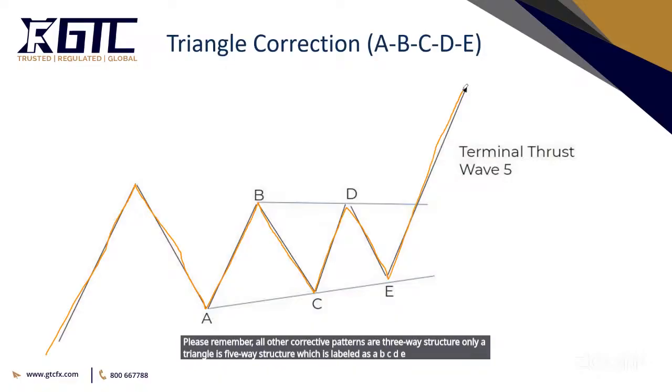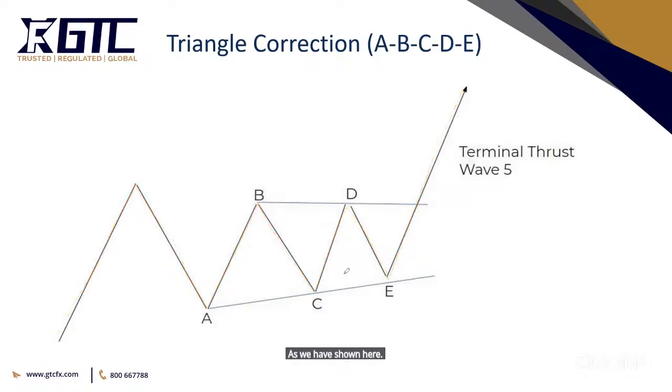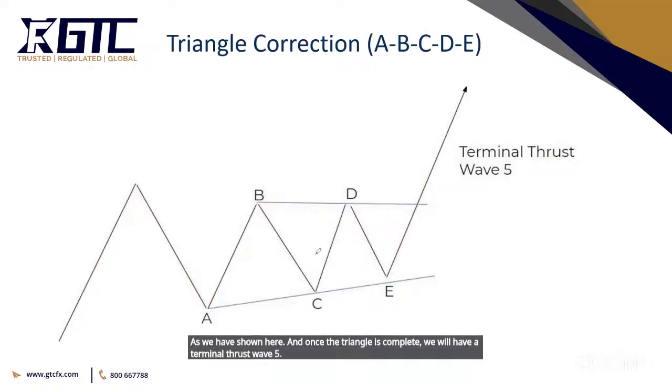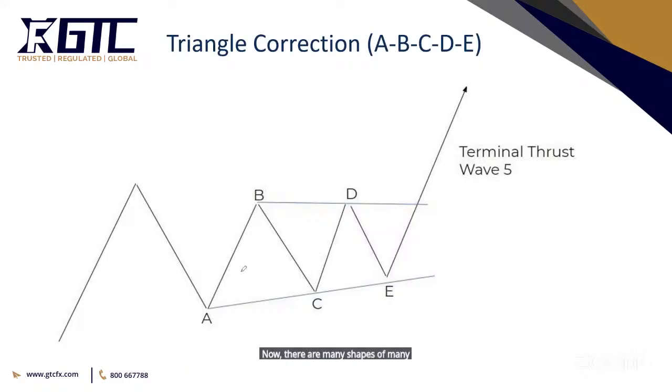It's not labeled as 1, 2, 3, 4, 5. It is labeled as A, B, C, D, E, as we have shown here. And once the triangle is complete, we will have a terminal thrust wave 5. Now there are many shapes of a triangle pattern. Let me show the first one, the easiest one, okay? Now this is an uptrend, so that will be wave A, wave B, wave C, D, and E. Do you see a cone here?